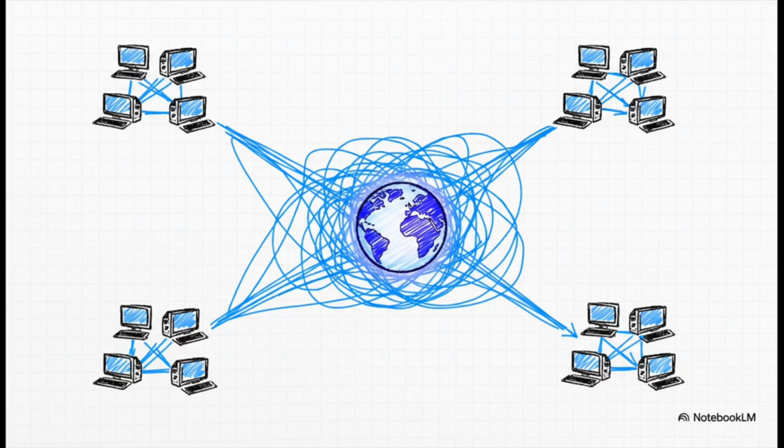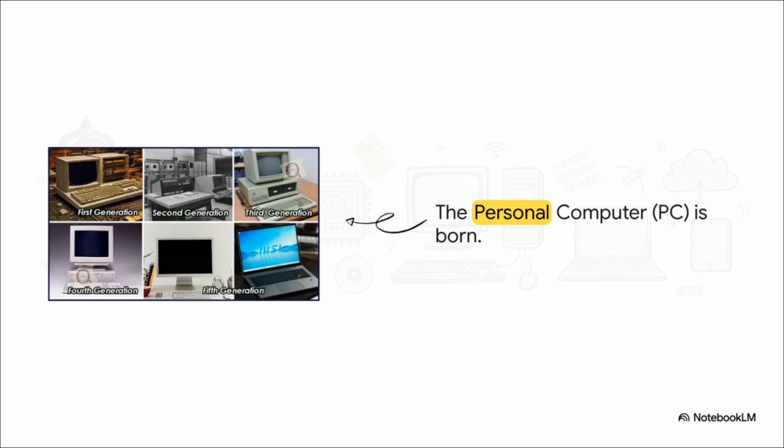And what happens when you have all these new, small, powerful computers? Well, you start to connect them. And these networks just grew and grew and eventually formed the single most transformative technology of our time, the internet. And thanks to that microprocessor, the personal computer, the PC, finally became a reality. All the power that once filled an entire room could now fit right on your desk. This is the generation that put computing power directly into the hands of you and me.